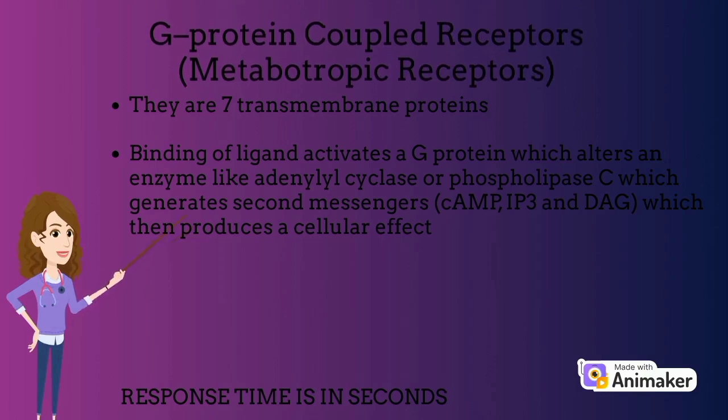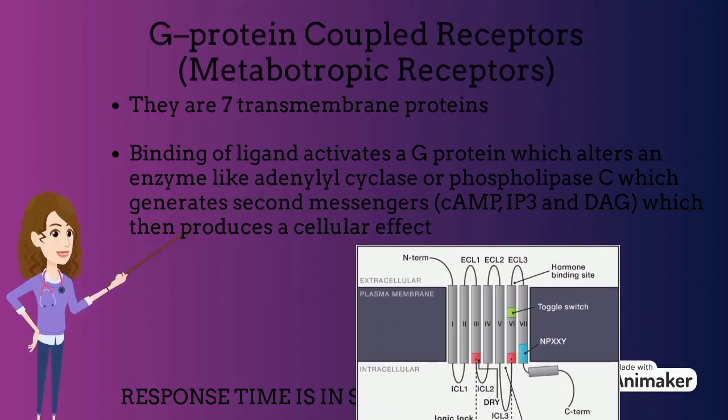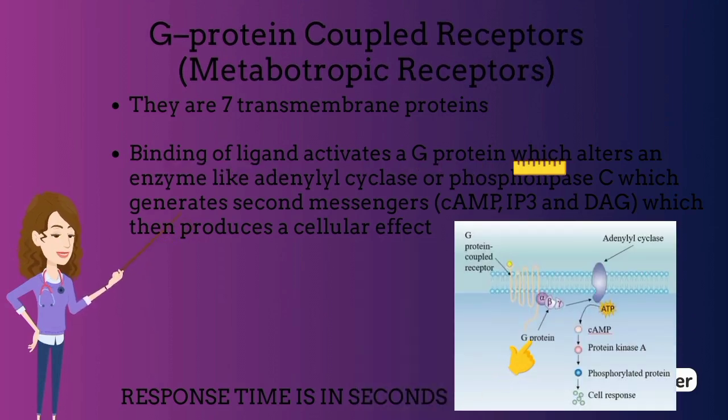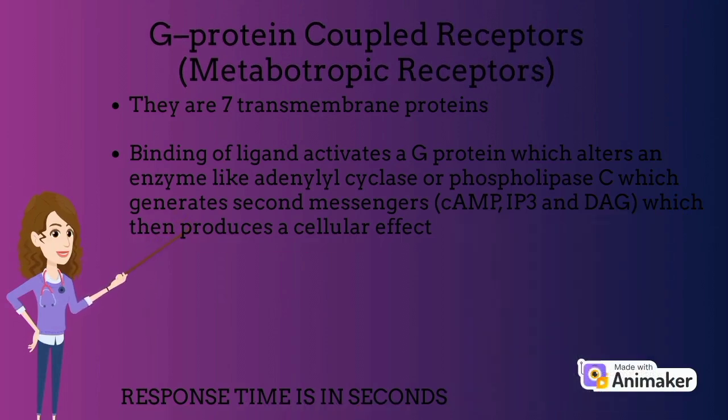G-protein coupled receptors, also called metabotropic receptors. They are 7 transmembrane proteins. Binding of ligand activates a G-protein, which alters an enzyme, like adenylyl cyclase or phospholipase C, causing them to generate second messengers like cyclic AMP, IP3 and DAG, which then produces a cellular effect. Response time is in seconds.